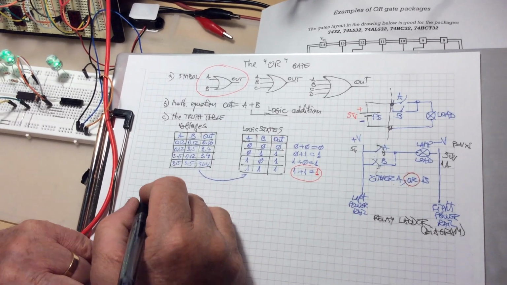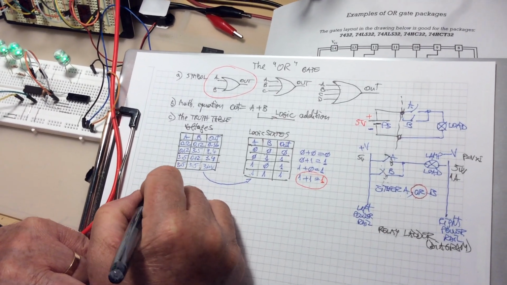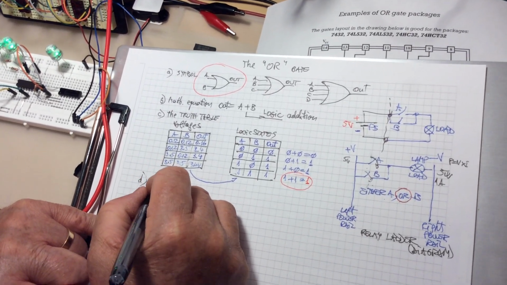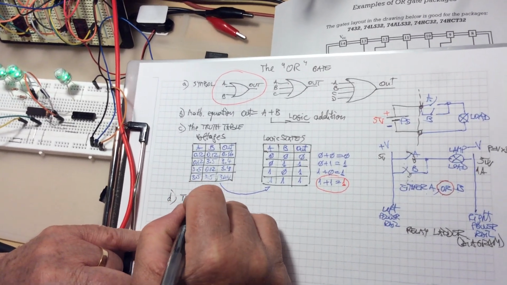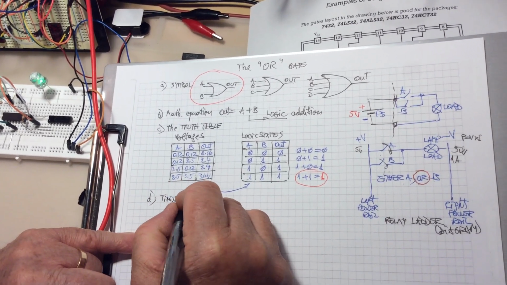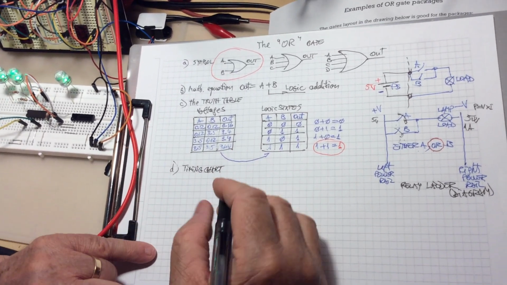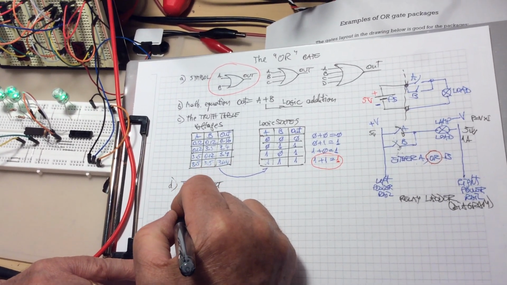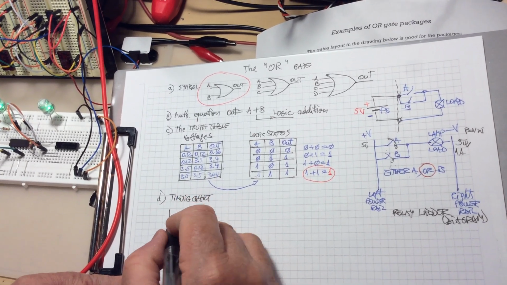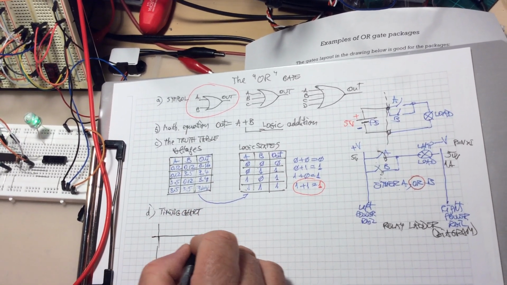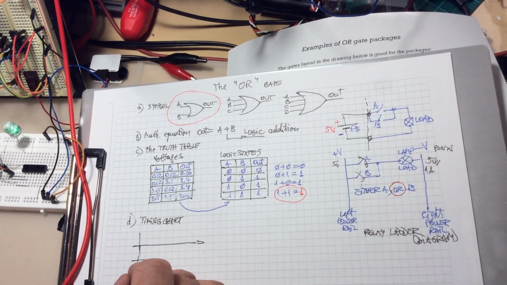Then I think we can go for D. The D is called the timing chart. It's like a picture. It's like a drawing you are going to see over an oscilloscope.